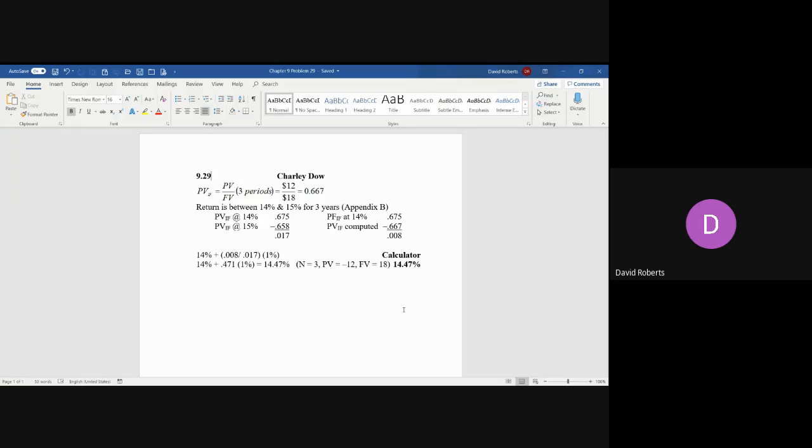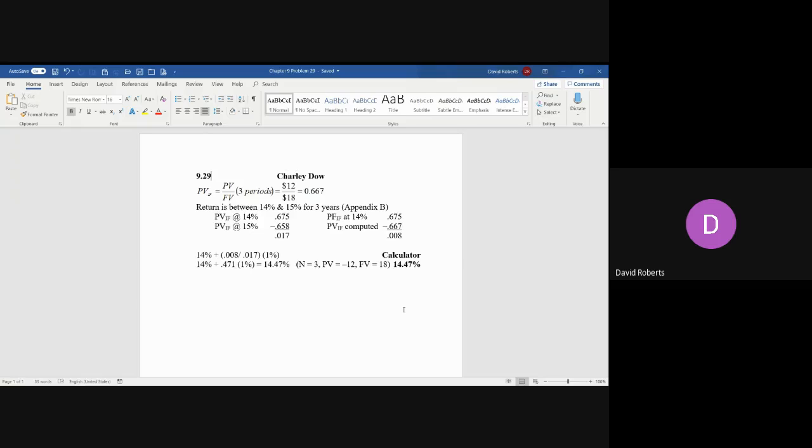You would get the same final answer if you entered PV is plus, payment is negative, and FV is negative. But the convention that we'll use is PV is negative, PMT and FV will be positive.